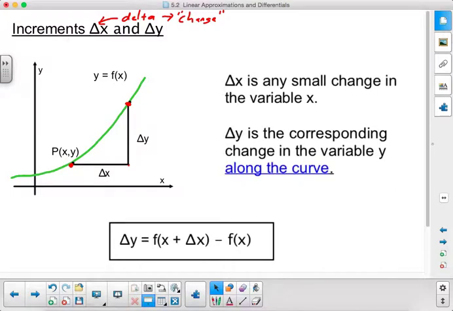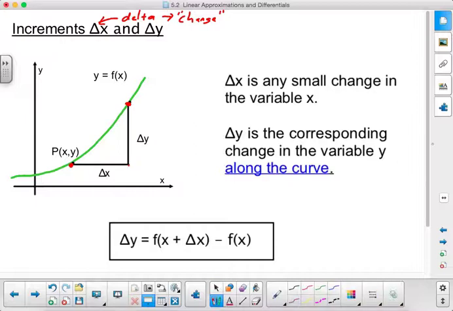This is saying the same thing: delta x is just a change in my x's, and as my x value changes, I get a change in my y. The key here, which you'll notice in a second, is that my delta y is how my y changes along my function, along the curve itself. You're going to see something different in a moment when we get to dy. That's essentially what the picture shows.